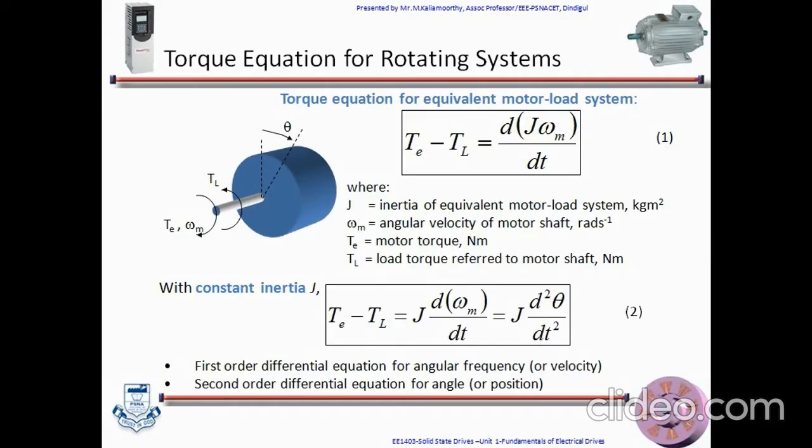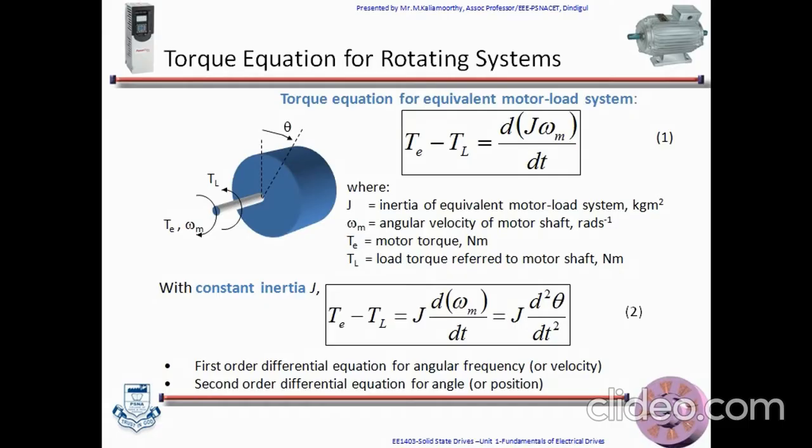Here TE is the motor torque in Newton meters, omega m is the angular velocity of the motor shaft in radians per second, TL is the load torque referred to the motor shaft, also called the resisting torque, and J is the moment of inertia of the motor load system in kilogram meter square. As per Newton's second law, force equals mass into acceleration, that is F equals m into a, for a linear translation system. But for a rotating system, force is the torque, mass is the moment of inertia, and acceleration is d omega by dt.